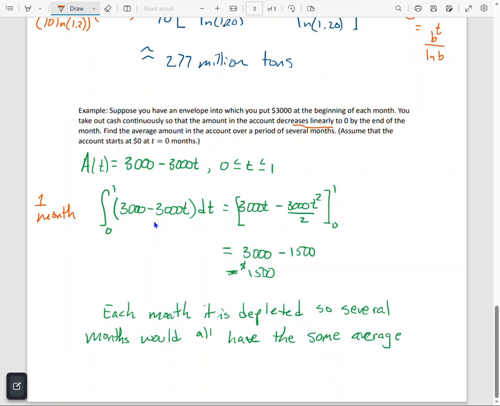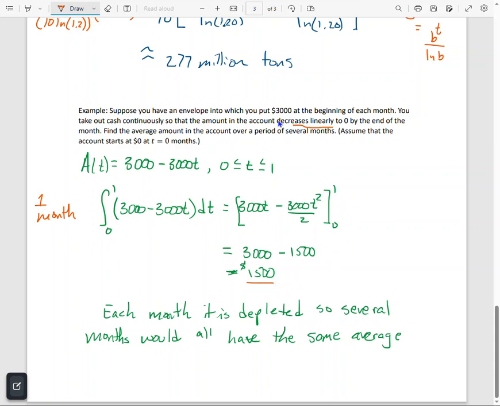From 0 to 1, our amount in the account is the integral of 3,000 minus 3,000 t dt. Take the antiderivative of 3,000, we get 3,000 t. Minus sign. Antiderivative of 3,000 t is 3,000 t squared over 2. 3,000 over 2 is 1,500. Notice when we evaluate at 1, I'll get 3,000 minus 1,500. And when we evaluate at 0, I'll get zeros. So 1,500. Each month it is depleted, so several months would all have the same average.